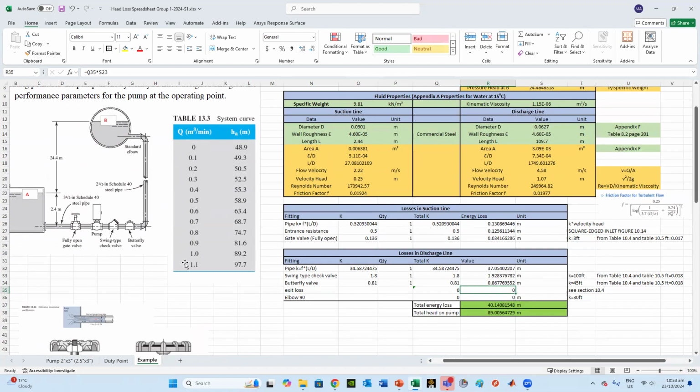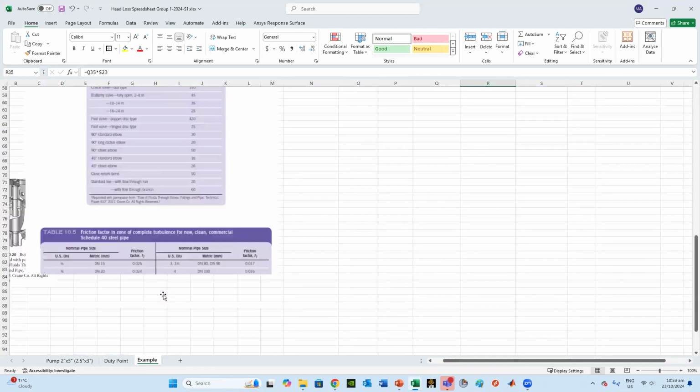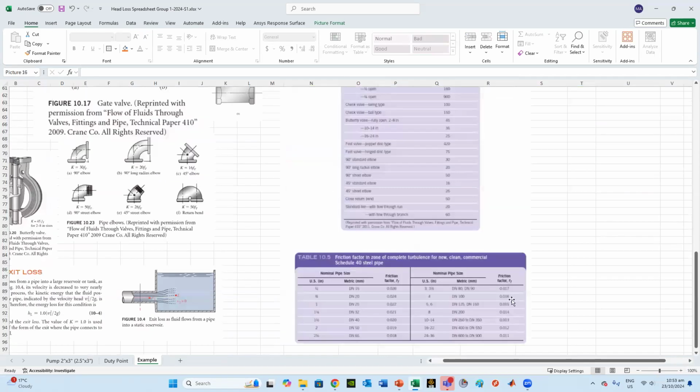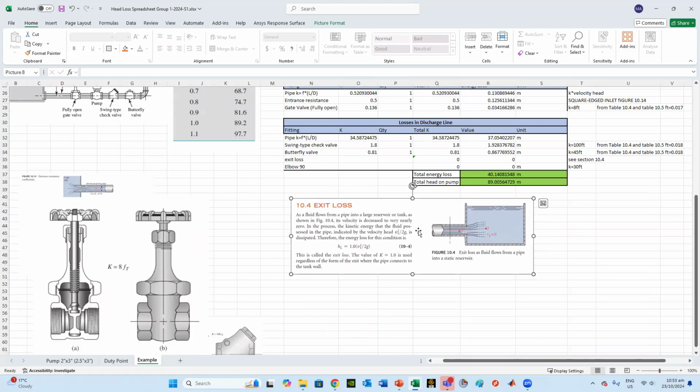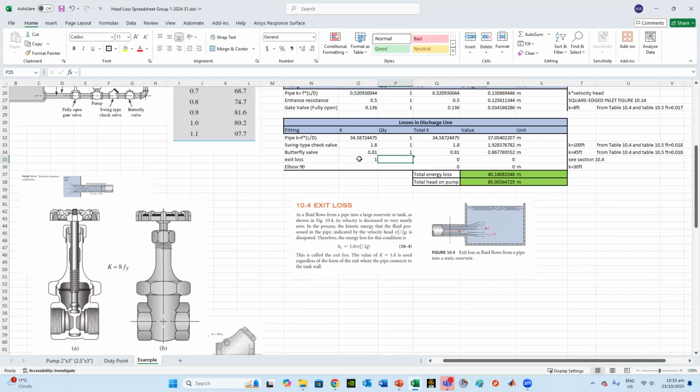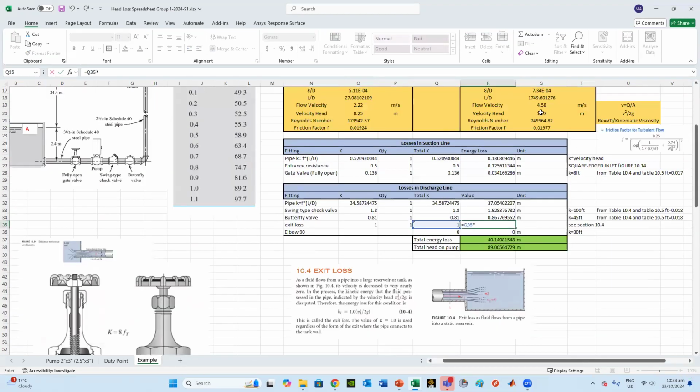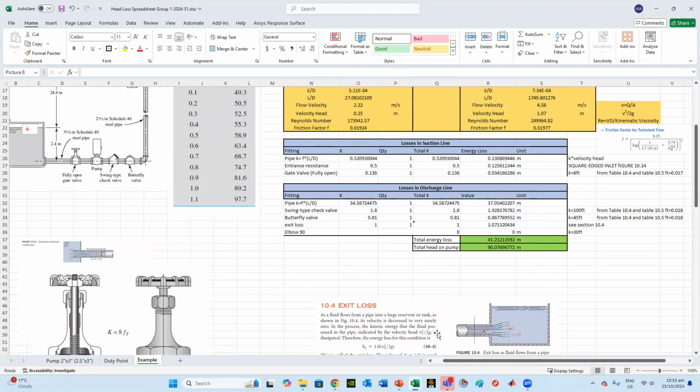Now, another thing would happen in this. We have exit loss. Exit loss is a special table we could find, which is this one. From the textbook, assumption for exit loss, section 10.4, read it. Exit loss: as a fluid flows from a pipe into a large reservoir or a tank, as shown in figure 10.4, its velocity is decreased to very low. So we assume the value exit loss K is equals 1. And you come, this has one value, 1 times 1, and then you come here, this multiplied by velocity head, and then you get the value. So again, everything we're saying, where the information we're getting it.